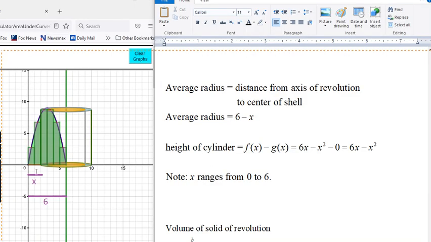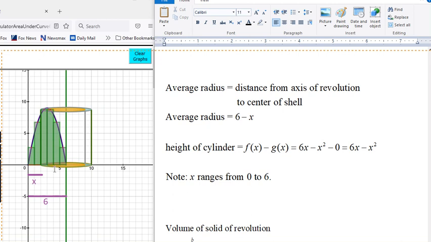And so again, from the y-axis to the center of the shell is a distance of x. From here to here is a distance of 6. And our average radius is from here to here. So this distance right here will be 6 minus x. And so the average radius will be 6 minus x.